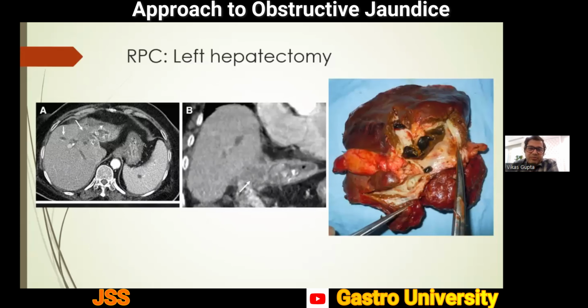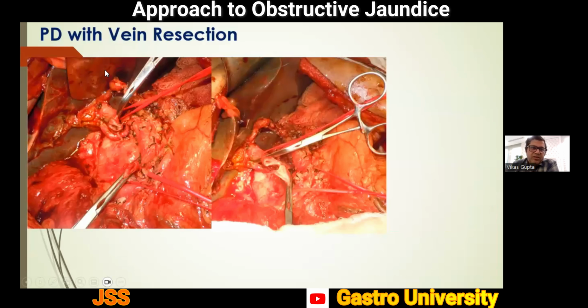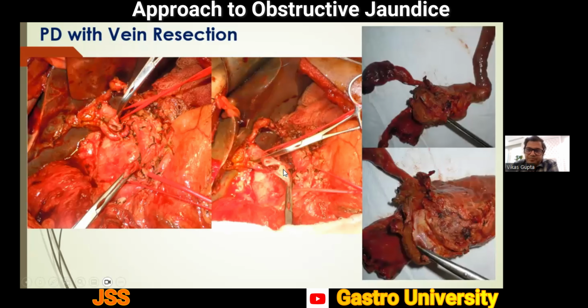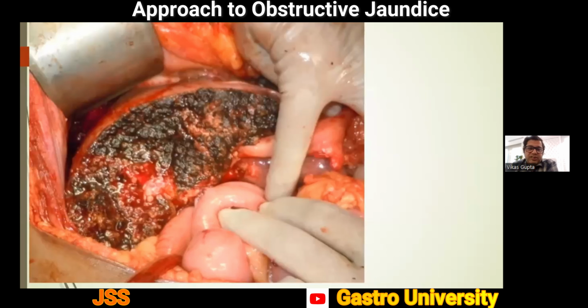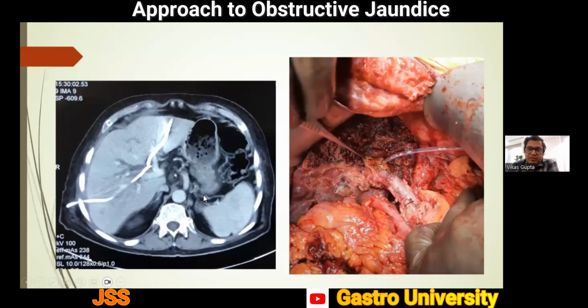This is a patient of recurrent pyogenic cholangitis who has been treated by left hepatectomy. We can see the stones in the intrahepatic ducts. Patients with pancreaticoduodenectomy requiring a vein resection after stenting and chemotherapy has been treated. Extended cholecystectomy with bile duct resection and hepaticojejunostomy for a patient of carcinoma gallbladder with obstructive jaundice. Left hepatectomy for a patient, and we can see the two ducts here, one duct here and another catheter in the duct. And left hepatectomy for a patient with hilar cholangiocarcinoma with caudate lobe resection.